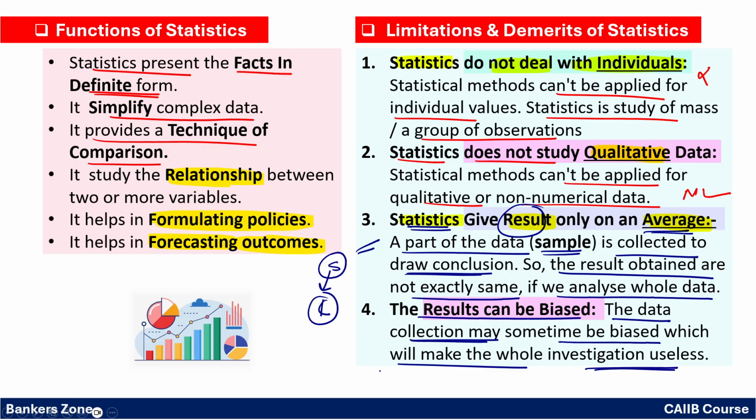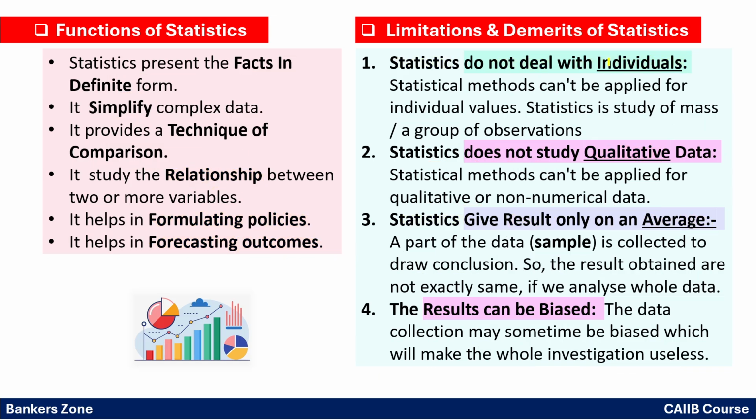Very easy. I repeat, what are the demerits? Very simple. It does not deal with the individual value, does not study the quality of the data, it gives results only on the averages, and results can be biased.